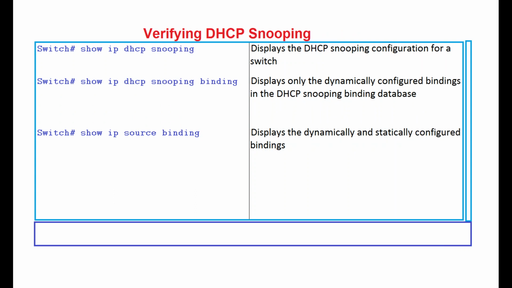Verifying DHCP snooping. Switch# show ip dhcp snooping displays the DHCP snooping configuration for a switch. Switch# show ip dhcp snooping binding displays only the dynamically configured bindings in the DHCP snooping binding database. Switch# show ip source binding displays the dynamically and statically configured bindings. Switch# show running-config displays the status of the insertion and removal of the DHCP option 82 field on all interfaces.